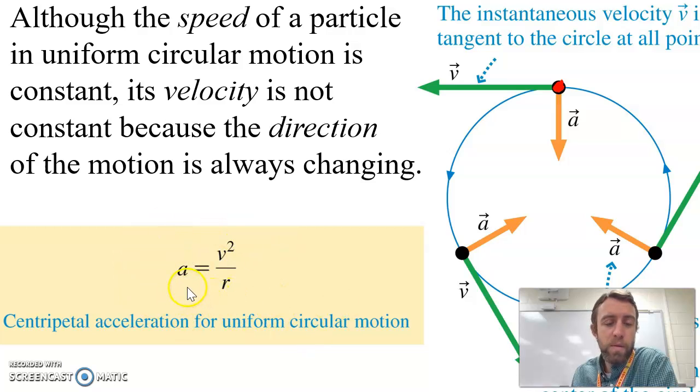It's our first equation. The acceleration of an object moving in a circular path at a constant speed is equal to the linear velocity squared, divided by the radius. Pretty straightforward. I'm not going to go into the derivation of this, but this is our equation for centripetal acceleration. The word centripetal just means center seeking. So it should make some sense that the acceleration is pointed towards the center.